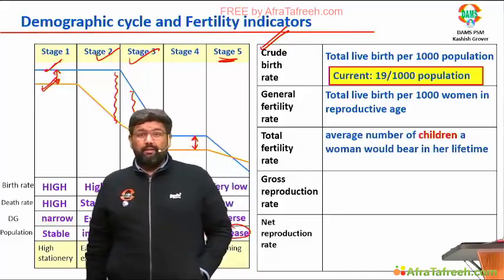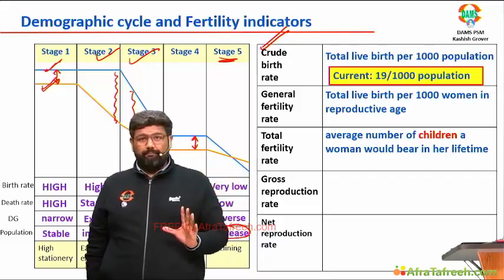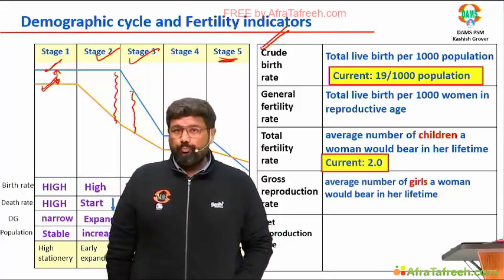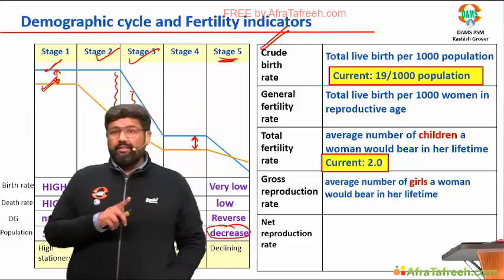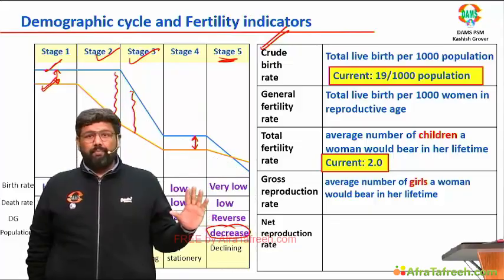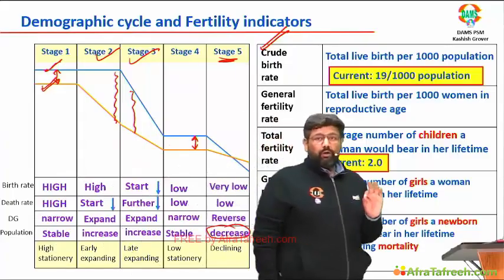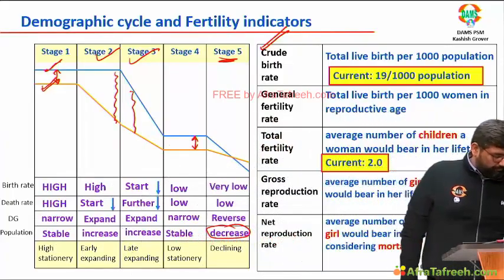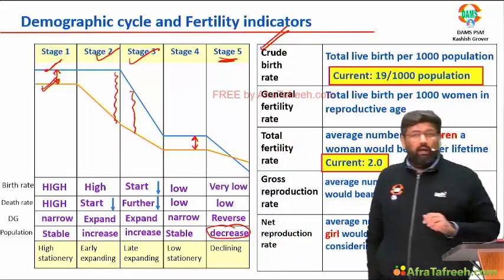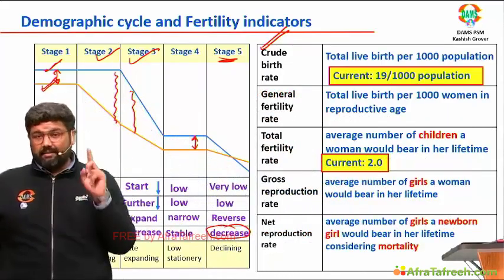What is total fertility rate? Average number of children a woman would bear in her entire lifetime. Current TFR for India is 2.0. Gross reproduction rate, average number of girls a woman would bear in her entire lifetime. And net reproduction rate, average number of girls a newborn girl would bear in her entire lifetime, considering mortality.